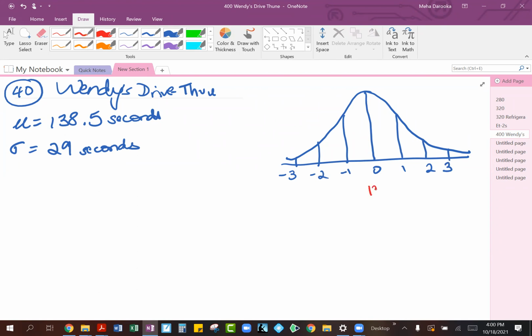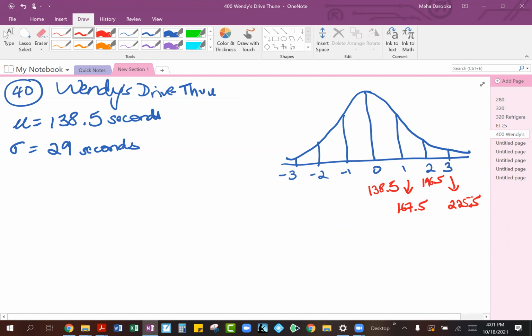Because again, you would have your 138.5 for the mean time here. And then, of course, you're looking at all those standard deviations with the 29 seconds. One standard deviation above would be 167.5. All righty. 2 would be 196.5. Okay. And number 3 would be 225.5. Okay, very good. So above standard deviation.